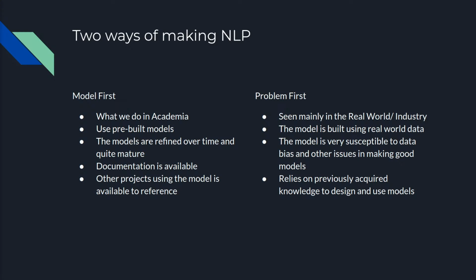So first thing is how we make it. This is not just for NLP, but also for other forms of AI or even in other programming issues. I mean, you would see that there's two approaches. One is a model first approach. One is a problem first approach. What's a model first and a problem first?